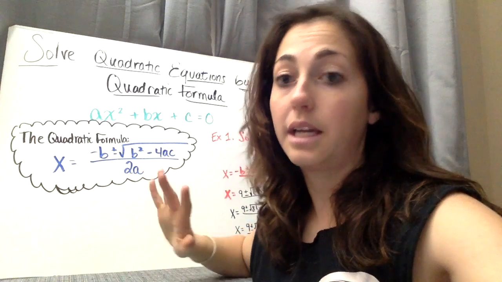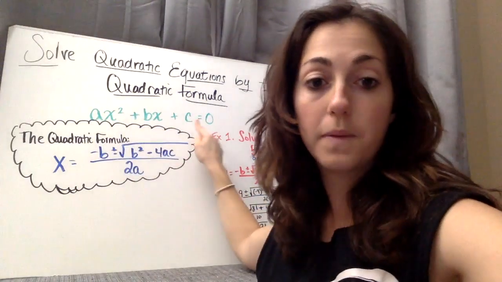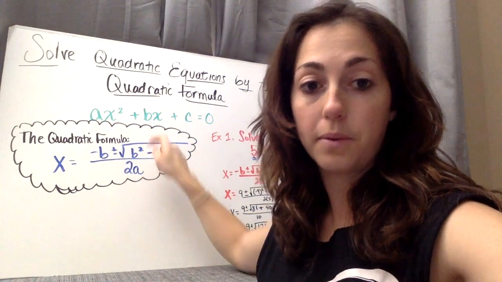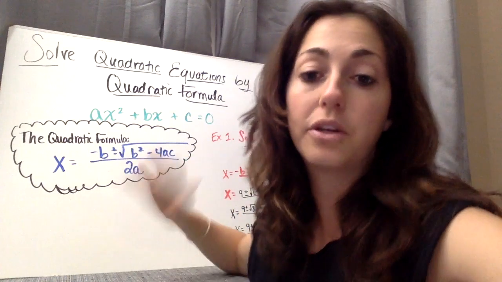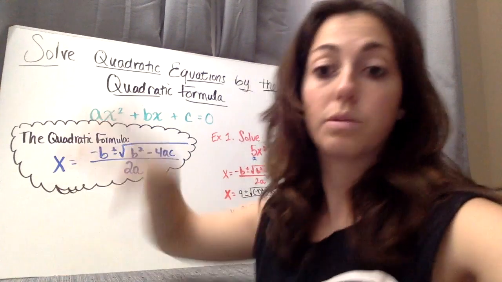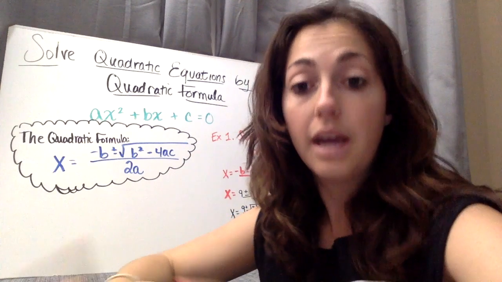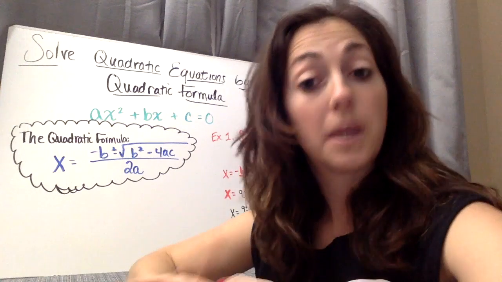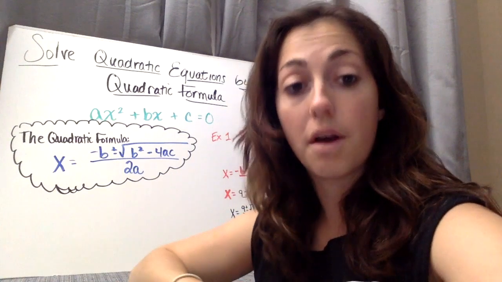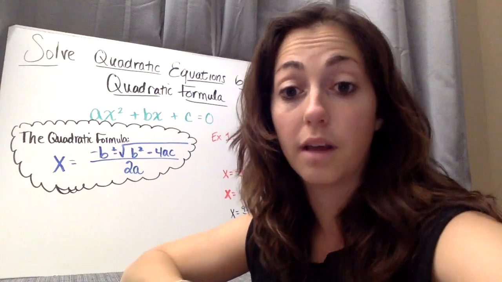So that means I can literally input from our standard form our a, our b and our c into this formula, and you'll get your solutions. So instead of graphing where you get your x-intercepts, instead of factoring and then solving, instead of using square roots, and instead of completing the square, this is our other method of solving quadratic equations by using a formula. Some of you are going to love this.